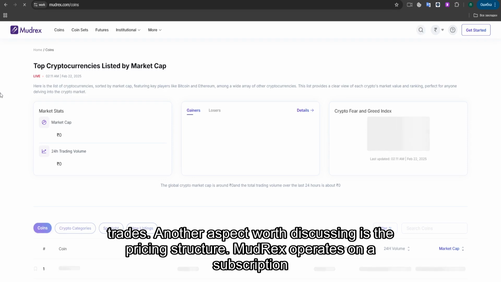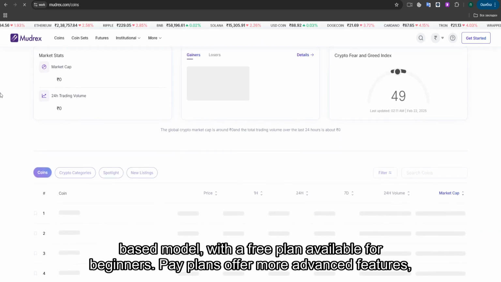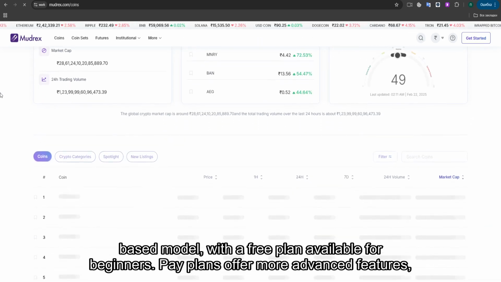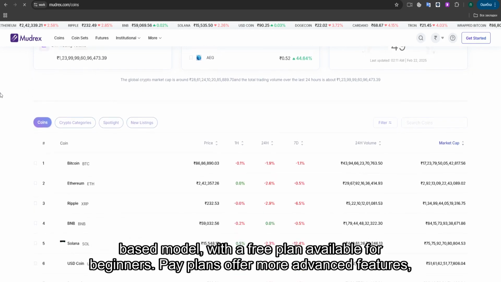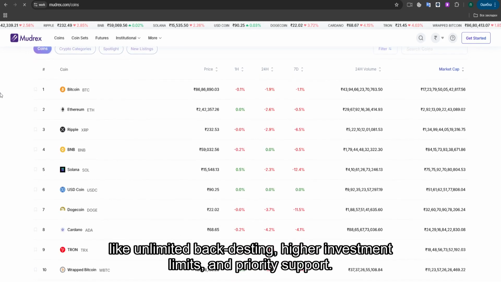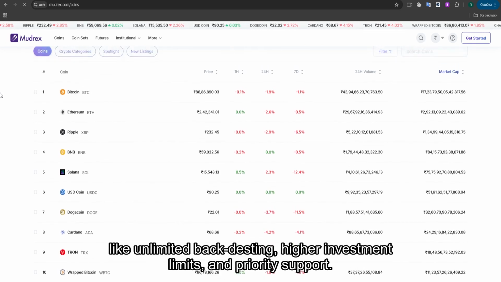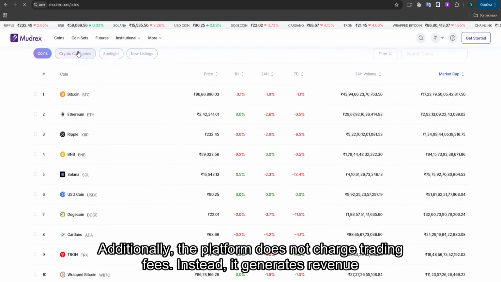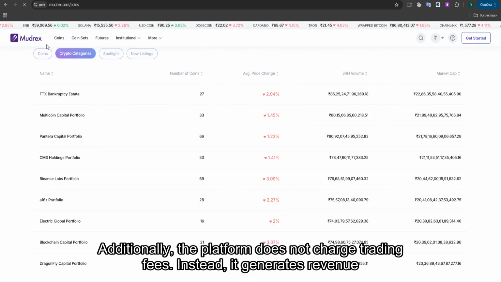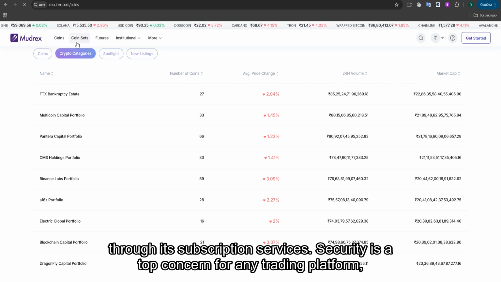Mudrex operates on a subscription-based model, with a free plan available for beginners. Paid plans offer more advanced features like unlimited backtesting, higher investment limits, and priority support. Additionally, the platform does not charge trading fees. Instead, it generates revenue through its subscription services.